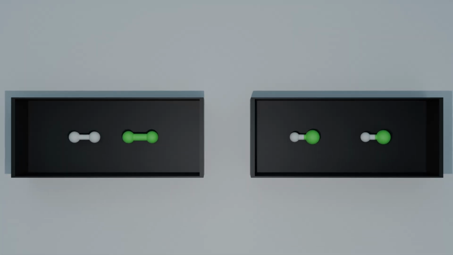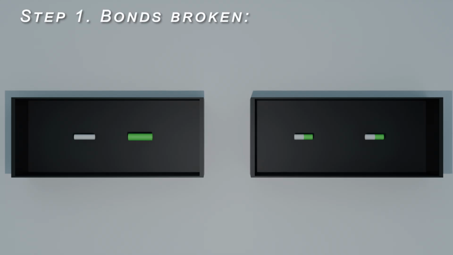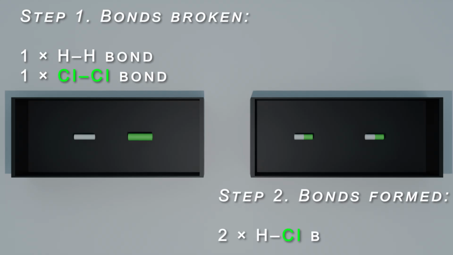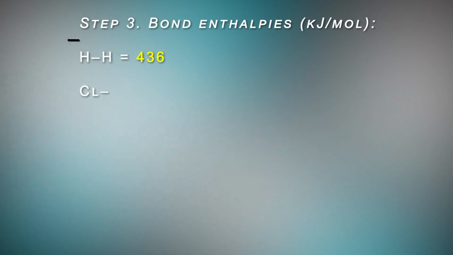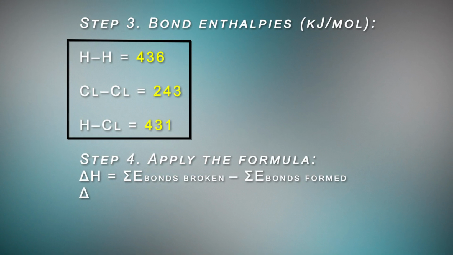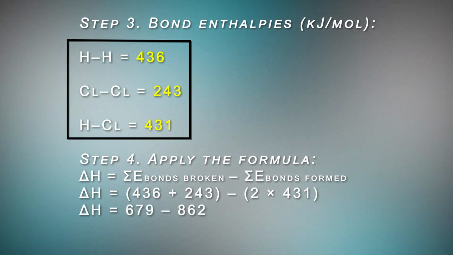When hydrogen gas reacts with chlorine gas to form hydrogen chloride, 1 hydrogen-hydrogen bond and 1 chlorine-chlorine bond are broken. 2 hydrogen-chlorine bonds are formed. Breaking the bonds requires about 679 kilojoules, while forming new bonds releases about 862 kilojoules. The net result is negative 183 kilojoules.